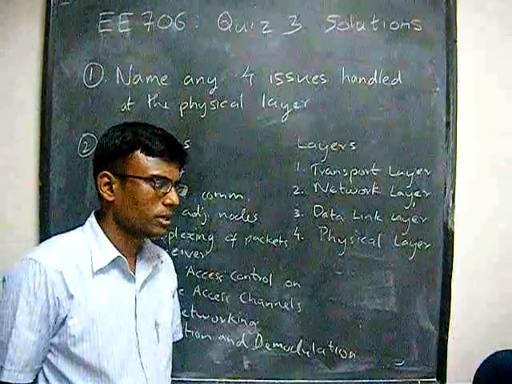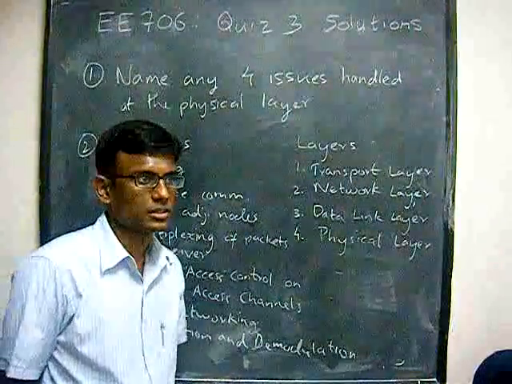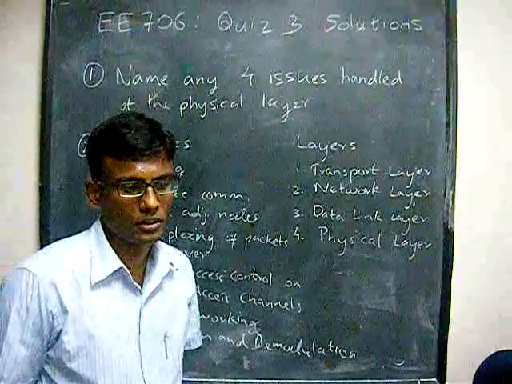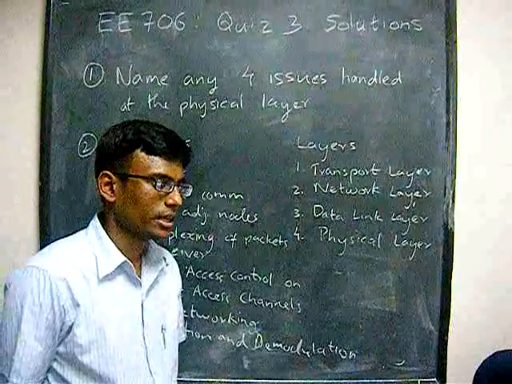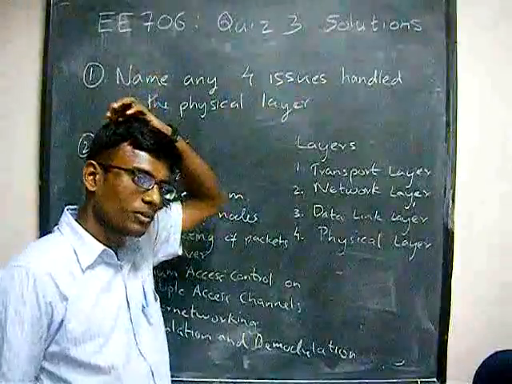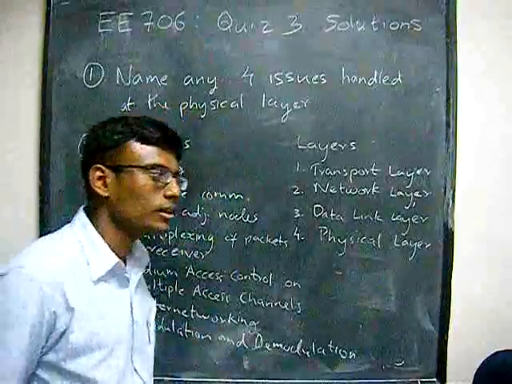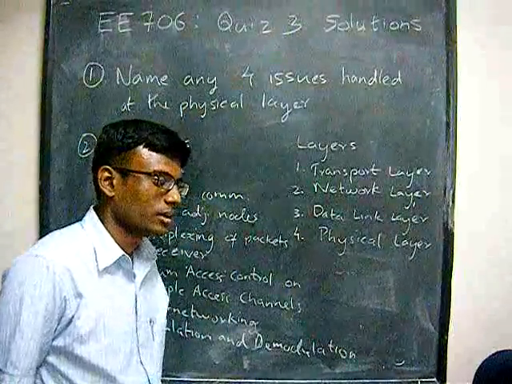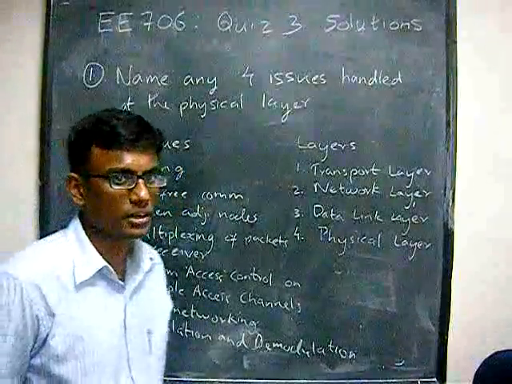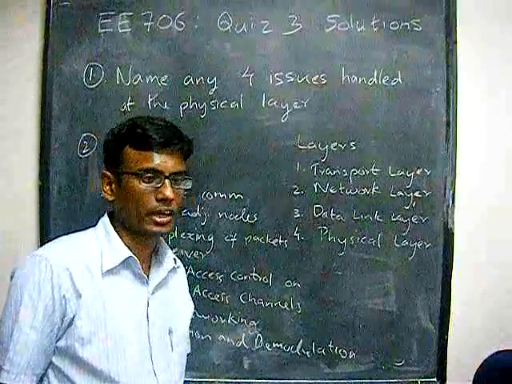So the answers can be things like ISI, intersymbol interference, timing recovery, carrier phase synchronization, carrier frequency synchronization. Since the meaning of the word issue is debatable, I also accepted answers which are solutions to issues. Like intersymbol interference is the issue, and the solution is equalization or shaping the pulse according to the Nyquist criterion.